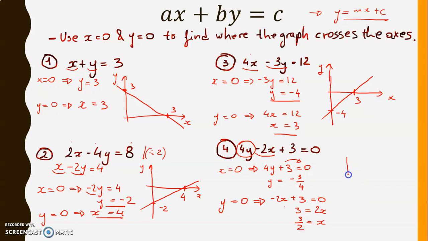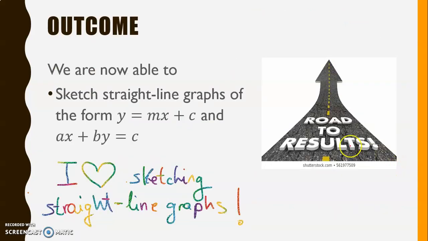Okay, so let's quickly draw that. 3 over 2, that's positive, so it's going to be on this side. Y, x, it intersects the y-axis at minus 3/4 and then intersects the x-axis at 3 over 2. You can draw it like that and just put here 3 over 2. And that's it. Okay, so I hope you feel much more confident in sketching straight line graphs.